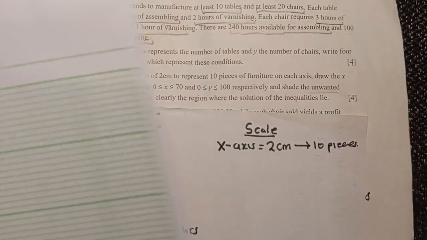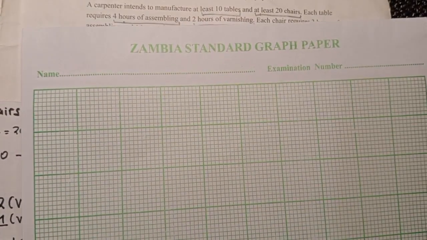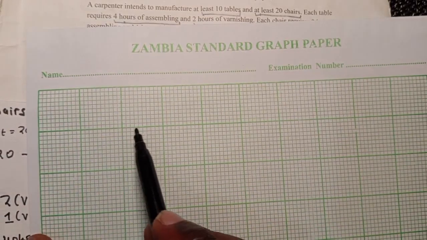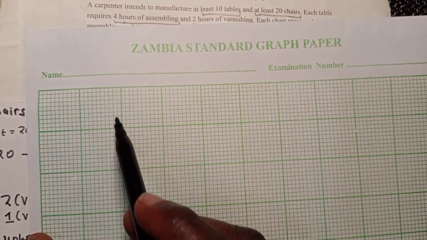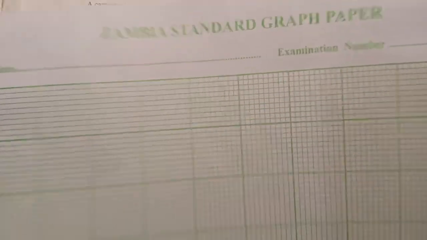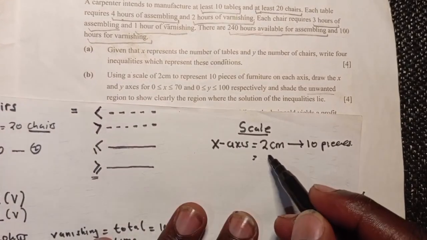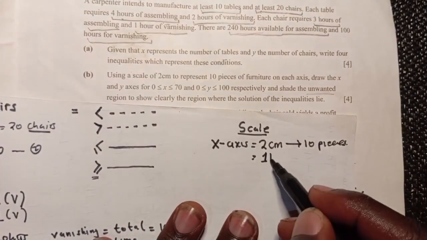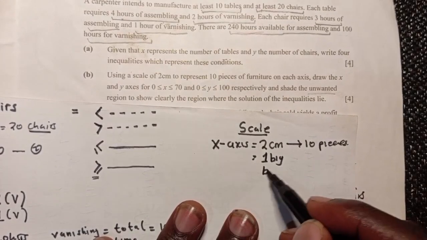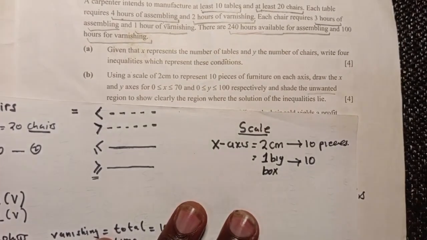Now if you are using these graph papers, which are the recommended graph papers for ECZ, one box is actually 2 centimeters. In this big box here, it is 2 centimeters on all sides. So in other words, we can say that one big box here represents 10.